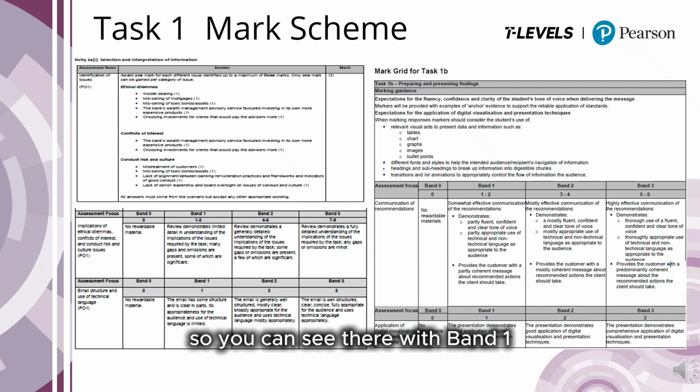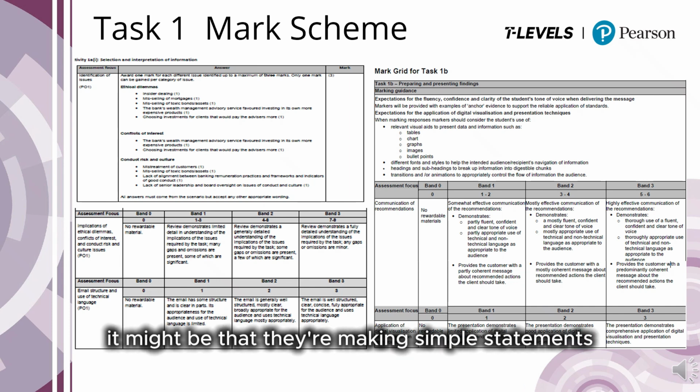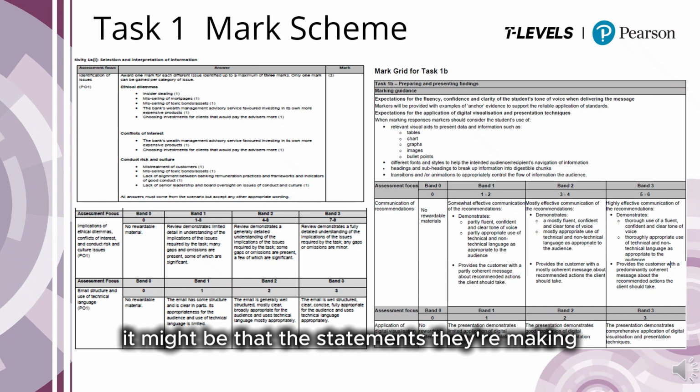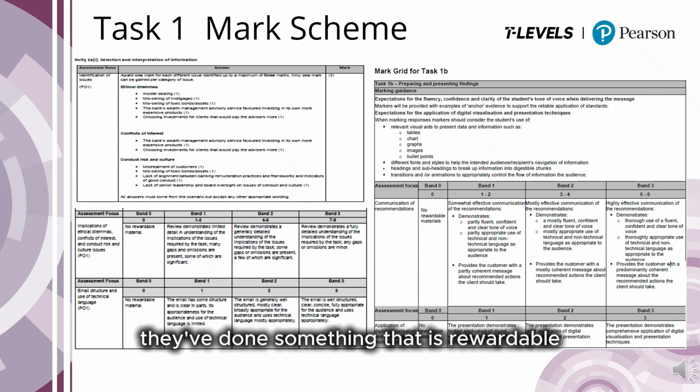So you can see there with band 1, we're talking about limited detail, limited understanding, might have gaps, likely to be admissions, significant admissions in some places. So in that band 1, it's going to be very limited. It might be that they're making simple statements. It might be that the statements they're making are not necessarily related to the issue that they've identified, but they've done something that is rewardable.